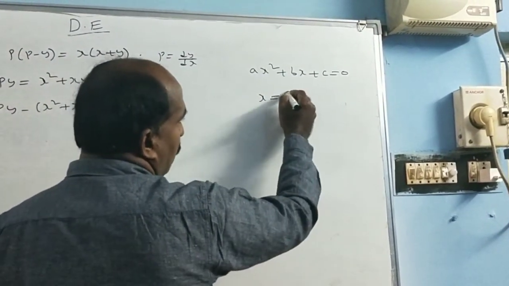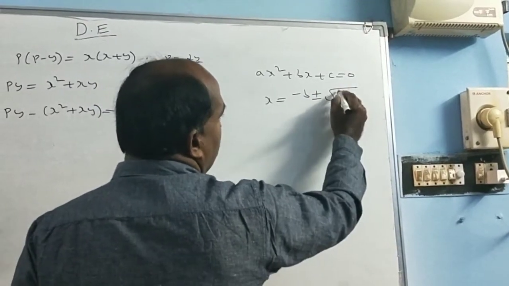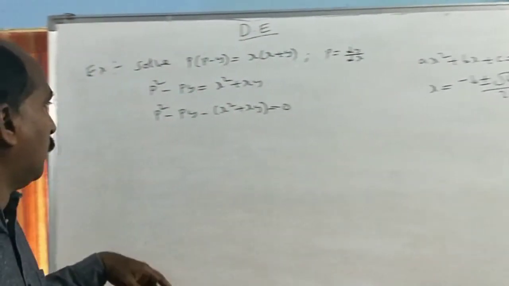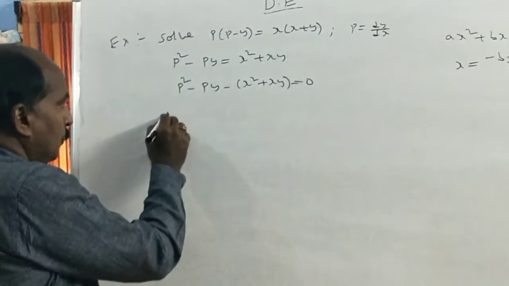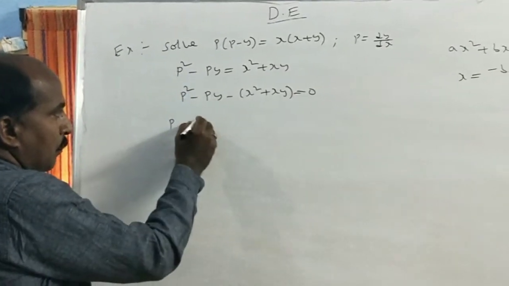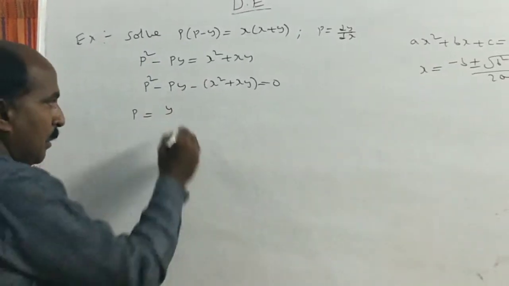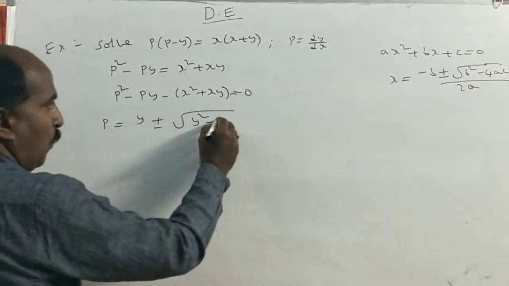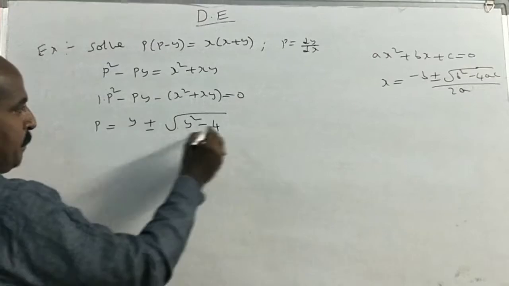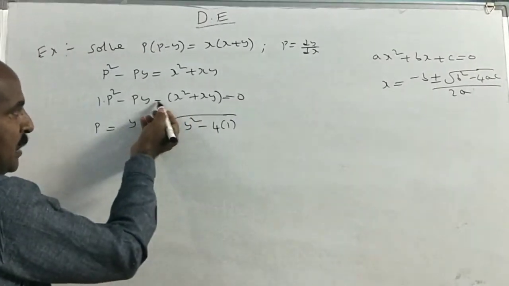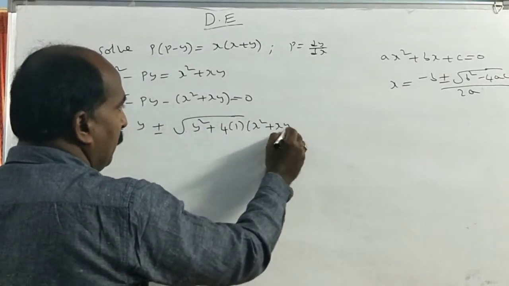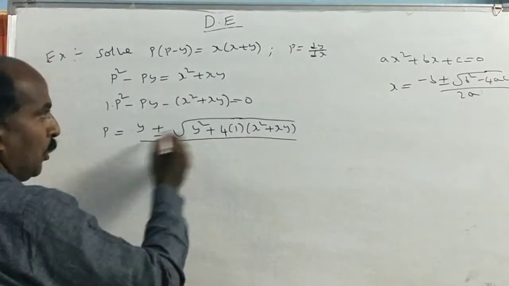Those are x equal to minus b plus or minus root of b square minus 4ac by 2a. Here, the quadratic equation in terms of p has two roots. Those roots are p equal to minus of minus y plus or minus root of p square, that is y square, minus 4ac. Here the coefficient of p square is 1, and c is minus of x square plus xy.